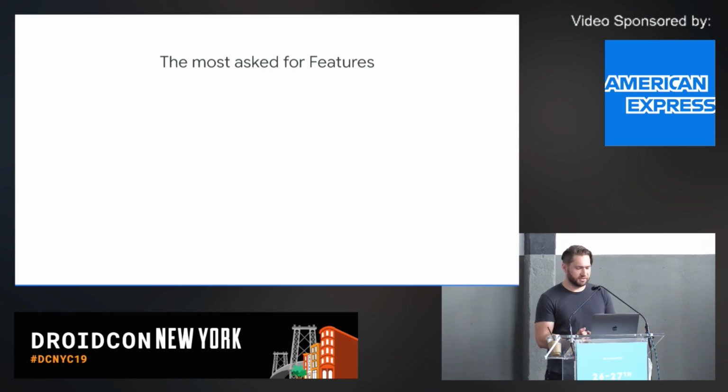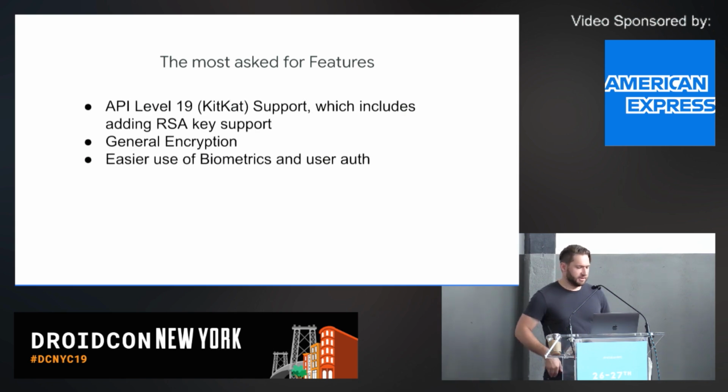So that's why we're using RSA, and we're going to use RSA for KitKat and Lollipop builds. It'll be a little bit slower, but it'll still work. So that's why we haven't added that yet, but we're working on it. The most asked for features besides API level 19 or KitKat is general encryption, but that's what Tink does, so we're trying to find a nice balance of what we can do. And then easier use of biometrics, and maybe even building biometrics into the library so one line of code can handle all those features.